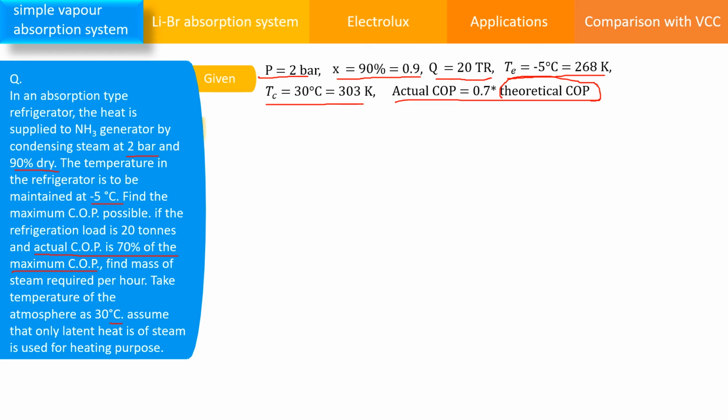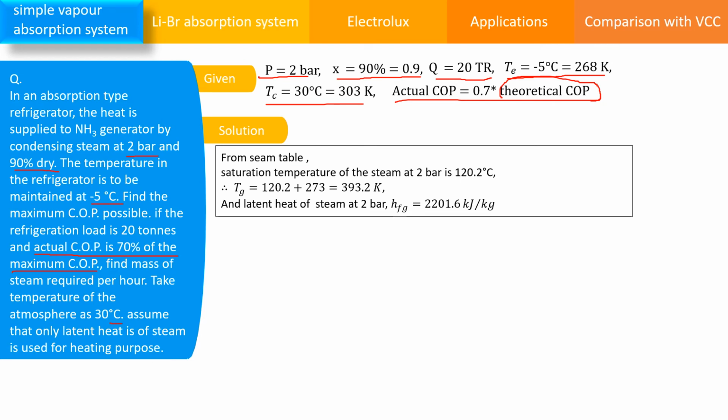So let us go step by step. First, we need to find the properties of steam at 2 bar, X is 0.9. The saturation temperature of steam at 2 bar is 120.2 degrees Celsius, which is converted as 393.2 Kelvin. It is given that only the latent heat of the steam is used. So we will consider Tg, the generator temperature, as equal to the saturation temperature. And the latent heat of steam at this point is this. We will need this for heat input.